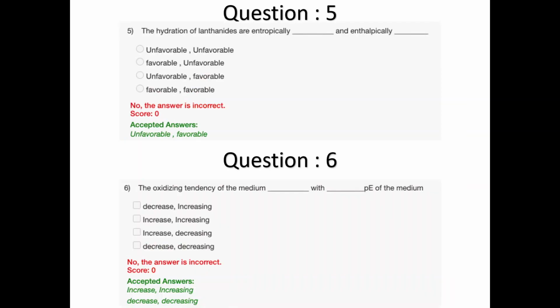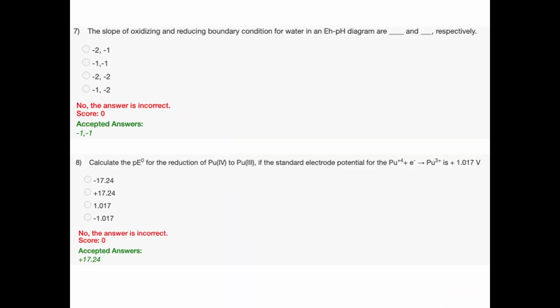Next question is the hydration of lanthanides are entropically dash and enthalpically dash. So entropically they are unfavorable, but enthalpically they are favorable. The oxidizing tendency of the medium dash with dash pe of the medium, increase with increasing and decrease with decreasing. The slope of oxidizing and reducing boundary condition of water in an Eh-pH diagram are dash and dash respectively, -1 and -1. Calculate the pe naught for the reduction of Pu4+ to Pu3+.